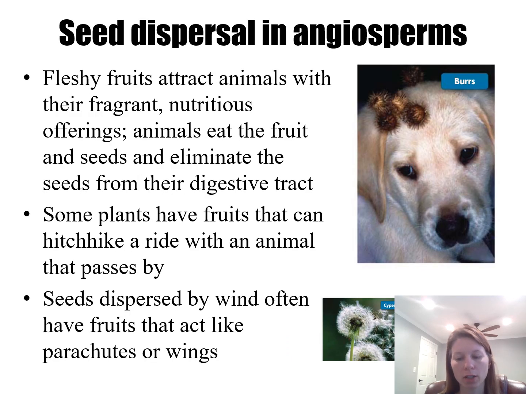Seed dispersal in angiosperms is more efficient than it is in gymnosperms. With gymnosperms, they just fall from the tree. But with angiosperms, they produce this ovary or fruit, and that's oftentimes eaten by an animal, and it travels through their digestive tract, and it's dispersed elsewhere, and it could even be miles away from the original plant. Some have burrs to hitchhike rides on animals, and some are modified to be carried by the wind.